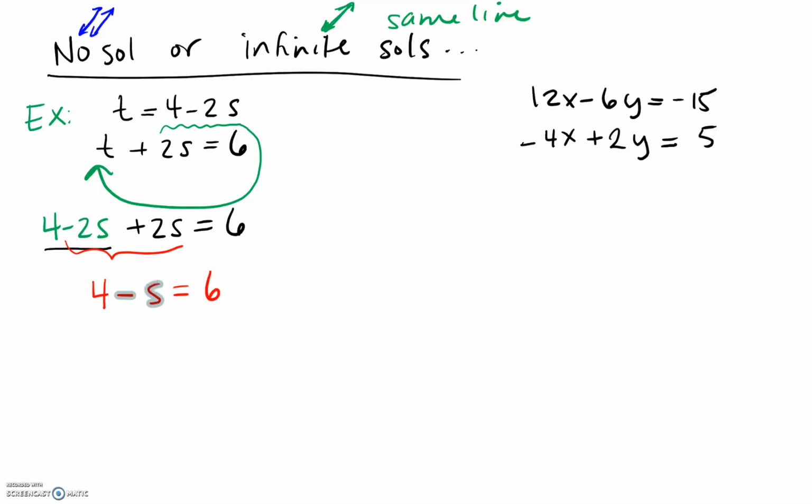But in reality, there are no s's left, so this just tells us 4 is equal to 6. And 4 does not equal 6. So this tells us mathematically that there is no solution. No matter what we plug in, any version, we are not going to get a solution out. So these two lines must actually be parallel. So let's go ahead and graph these just to verify.